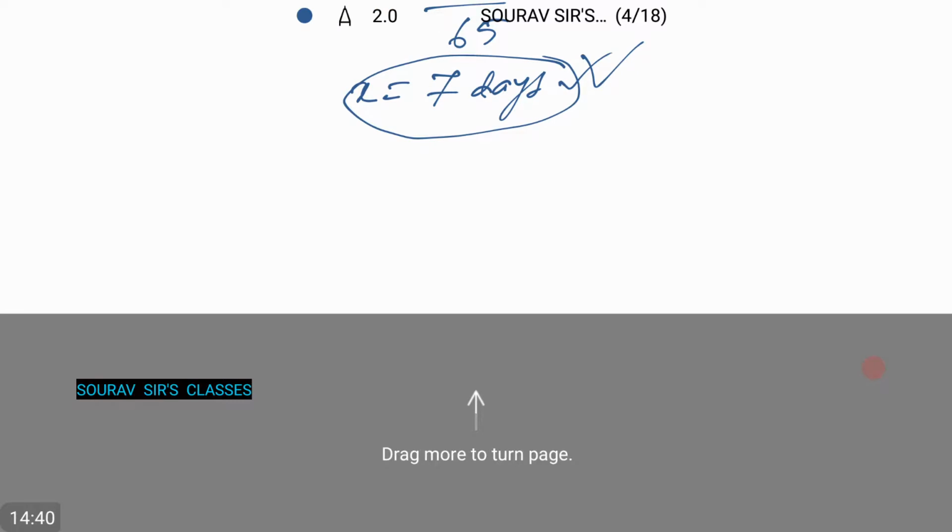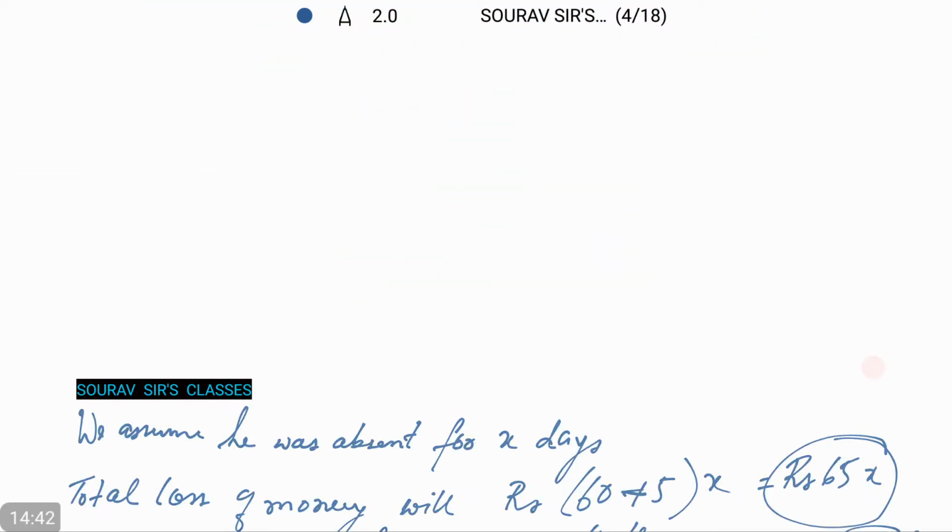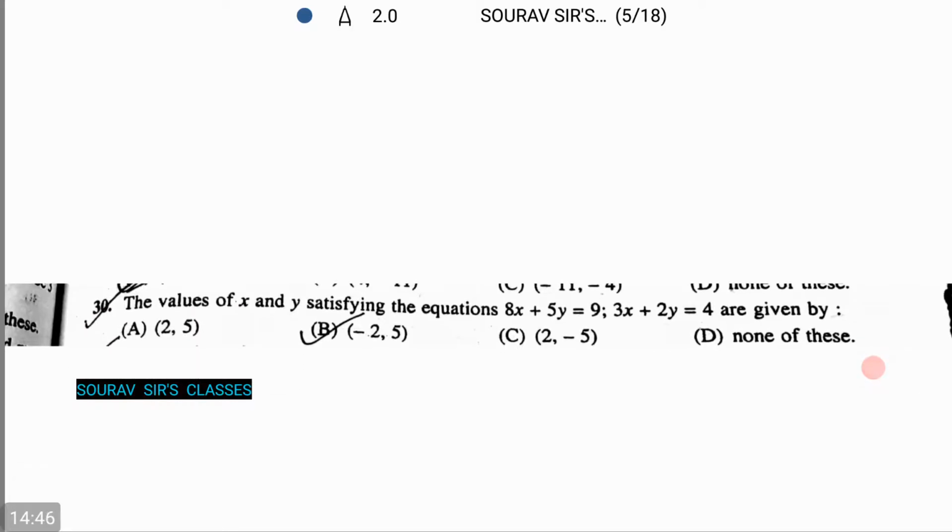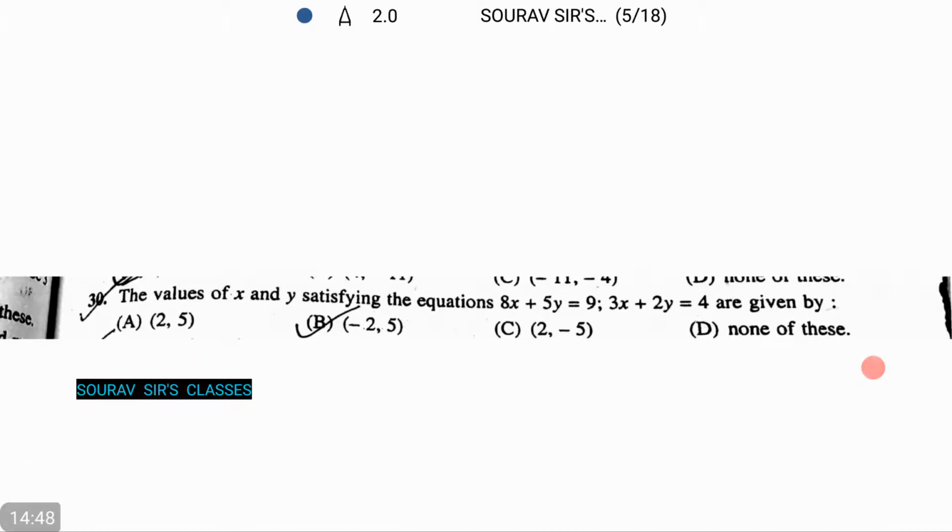The values of x and y satisfying the equations 8x plus 5y equals 9, 3x plus 2y equals 4 are given by.